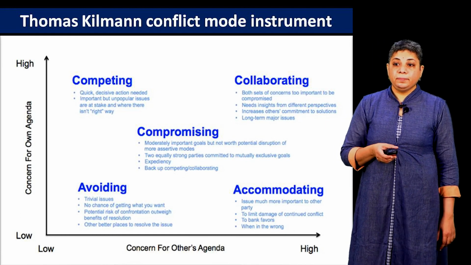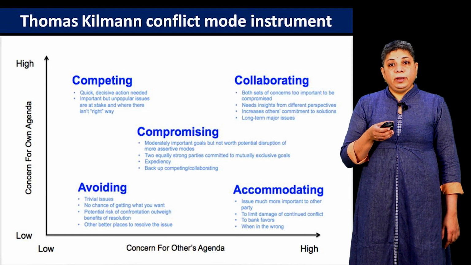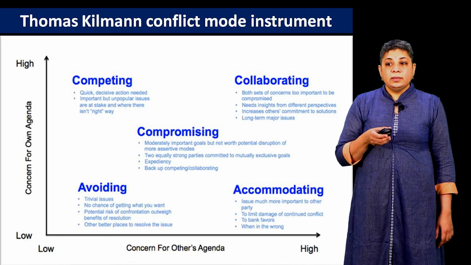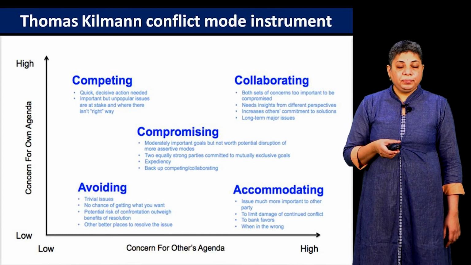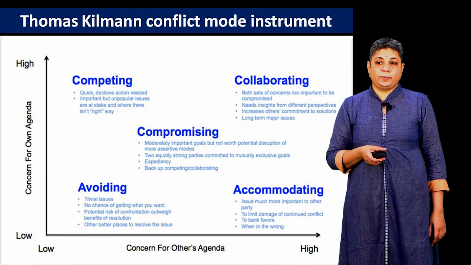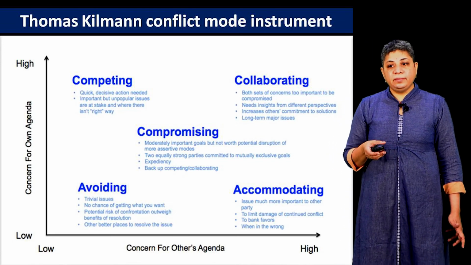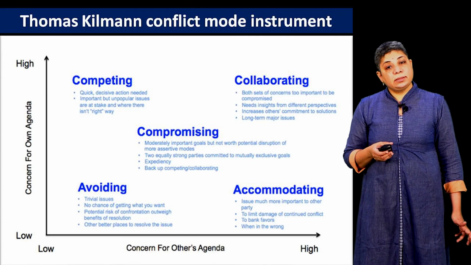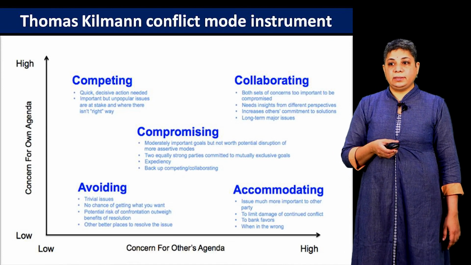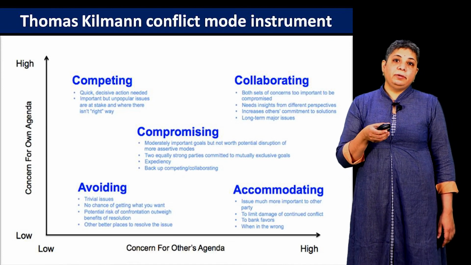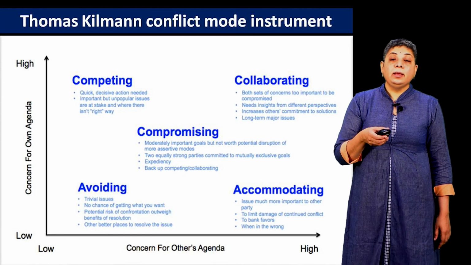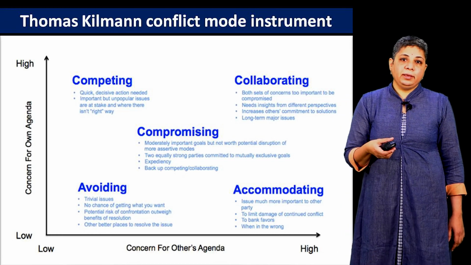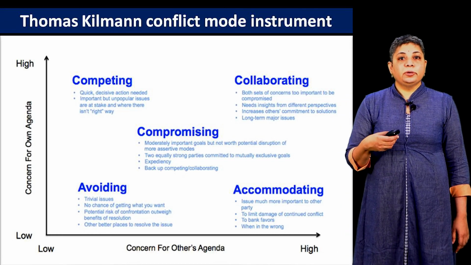So in this, when do people adopt avoiding conflict? This is usually done when the concern for others' agenda is low and concern for one's own agenda is also low. This may be when the issues are trivial, when they don't really matter, or there's nothing much that either party can do about it. This is one extreme. Now when the concern for one's own agenda is very high, but for the others is extremely low, then you have a competing kind of response to conflict.